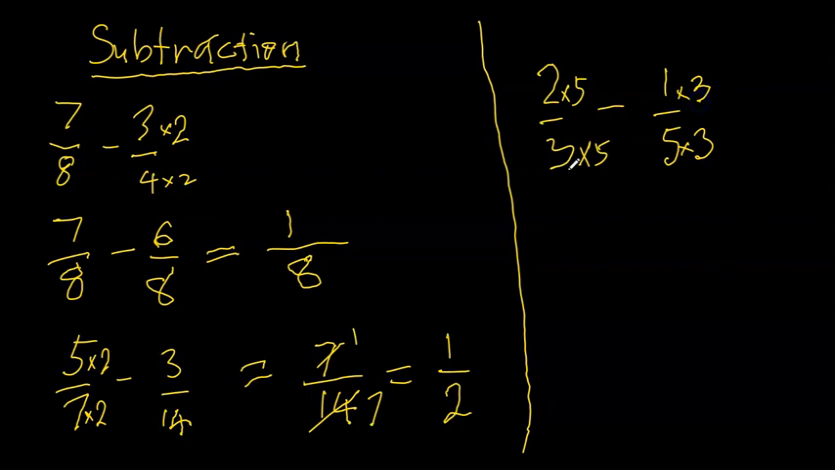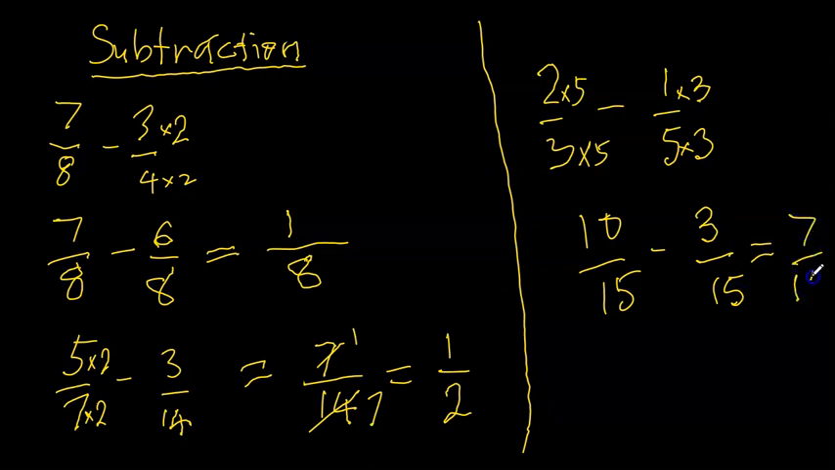So we have rewritten the whole fraction operation by establishing a common denominator. So the first one becomes 10 over 15 minus 3 over 15, right? Once we do our subtraction, it becomes 7 over 15. All right?